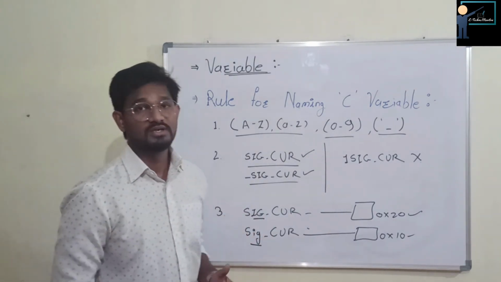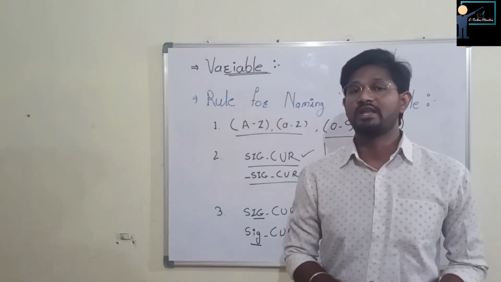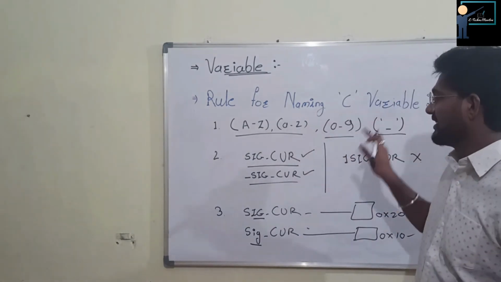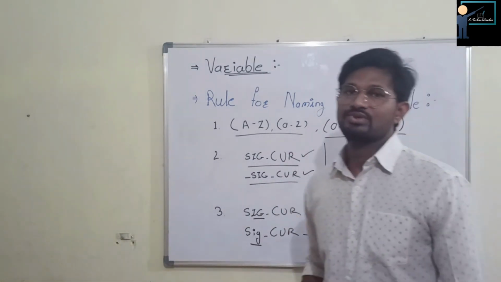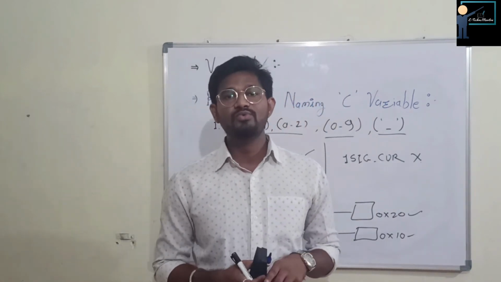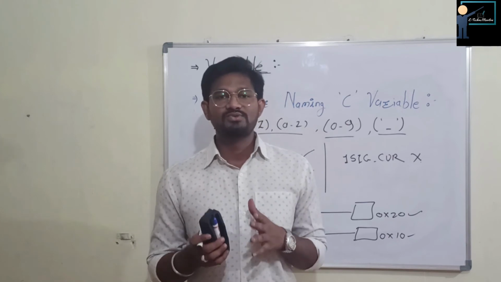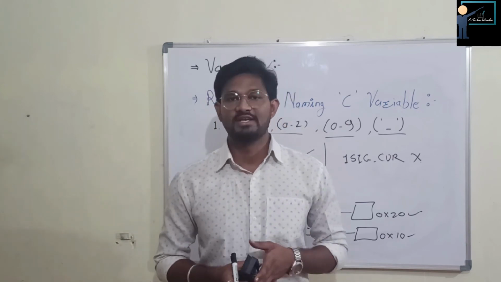So this is the third point. Whenever you declare any variable, whenever you are naming any C variable, you need to take care of all these three rules. So that is the rule for variable declaration. Now we will move towards our PC screen to see the practical orientation, how we can declare the variable and how we can initialize the variable.